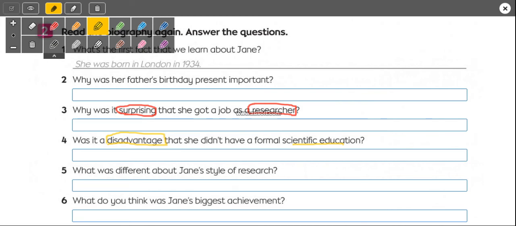What was different about Jane's style? ايه المختلف اللي استخدمته جين؟ Good. style اللي استخدمته. What did she use in her style? Good. Yes, she used an observing style. She used to look at the animals in a different way.